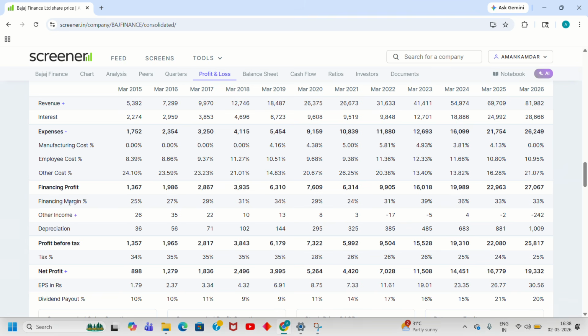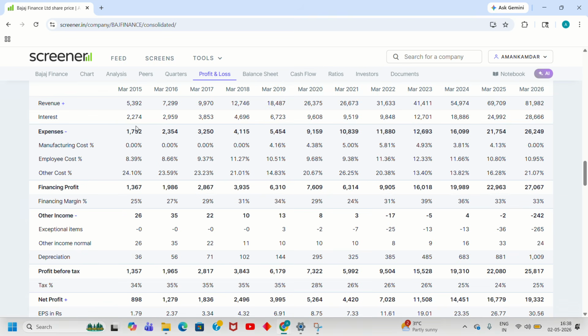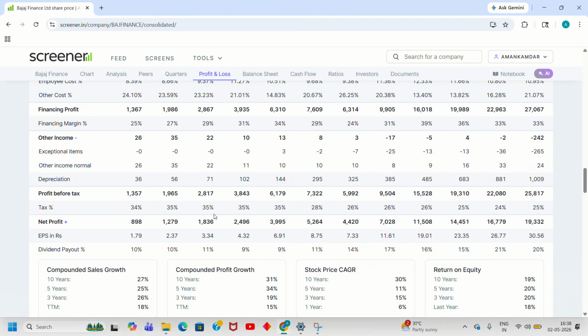So this basically suggests that it is a good company as per se, because the trends are increasing, the company is growing year on year. So now these are the other income from exceptional items, and then this is profit before tax, same increasing trends, and tax percentage. Now the net profit is also increasing year on year. As of March 2026, they have 19,332 crore profit. Now the EPS, here we can see the EPS.